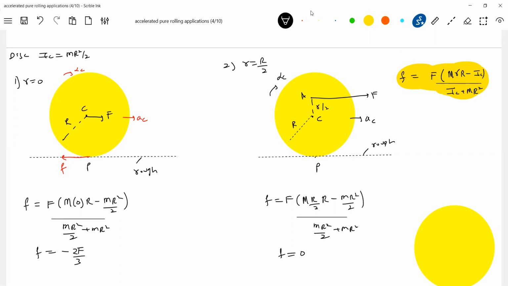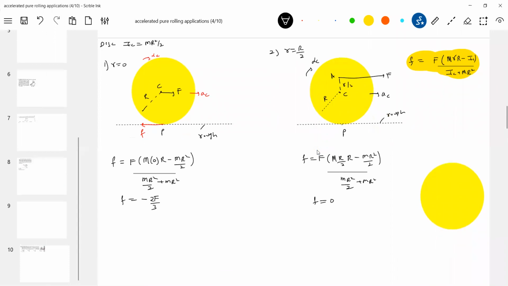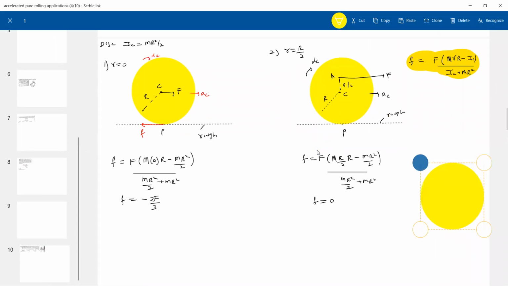So shall I say where the threshold point for a disc will come? At R by 2. If you apply the force F at a distance R by 2 above the center of mass, no friction will act here. Sir, how can you say? Already I brought a proof, no? Sir, let me apply at a distance less than R by 2. We'll see what conditions will arise here. Now I'm taking the third case.